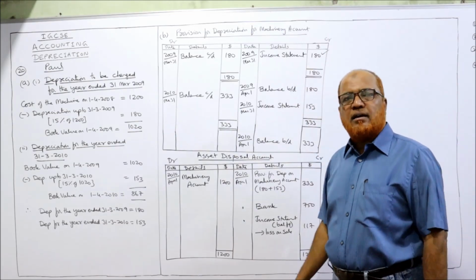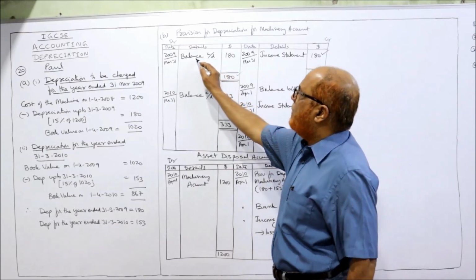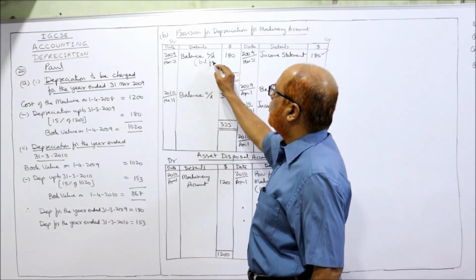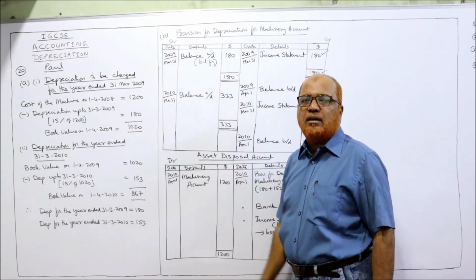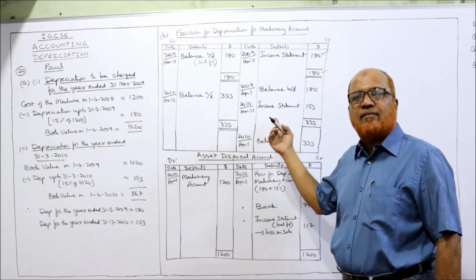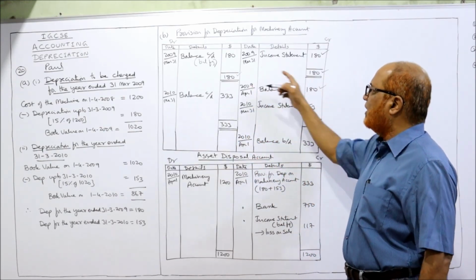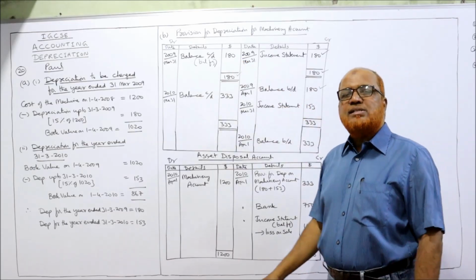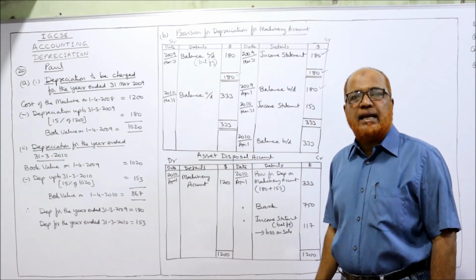Now close the first year. Take 180 on the credit side, 180 on the debit side. The balancing figure is $180. This is on 31st March 2009. This closing balance will become the opening balance for the next year, 1st April 2009. On 1st April 2009, balance brought down 180. Now the second year ends on 31st March 2010.